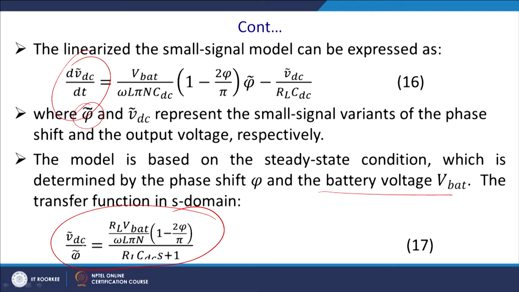So, V delta DC by tau is R_L battery over omega L_n, omega L pi n by R_L C_DC, into s, the Laplace domain variable, plus 1. So, this will be the overall expression of it, and thus you can see that it is a first order system, unlike the second order system which we have seen in the previous case.